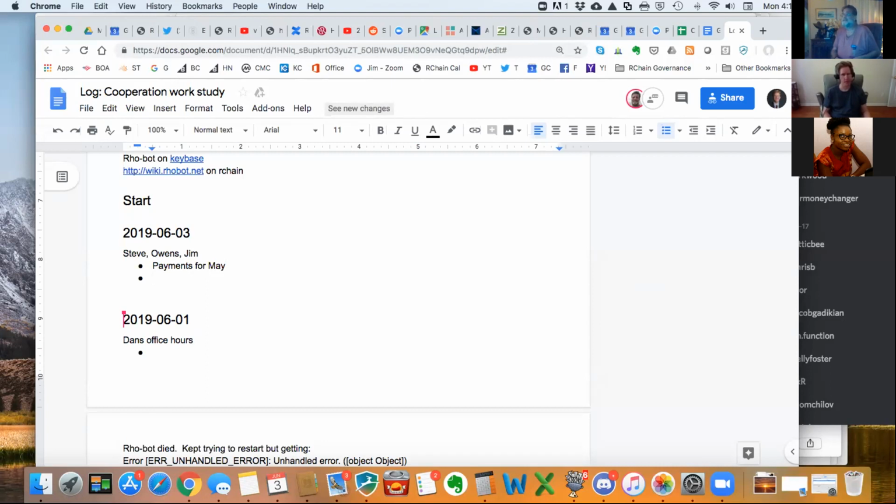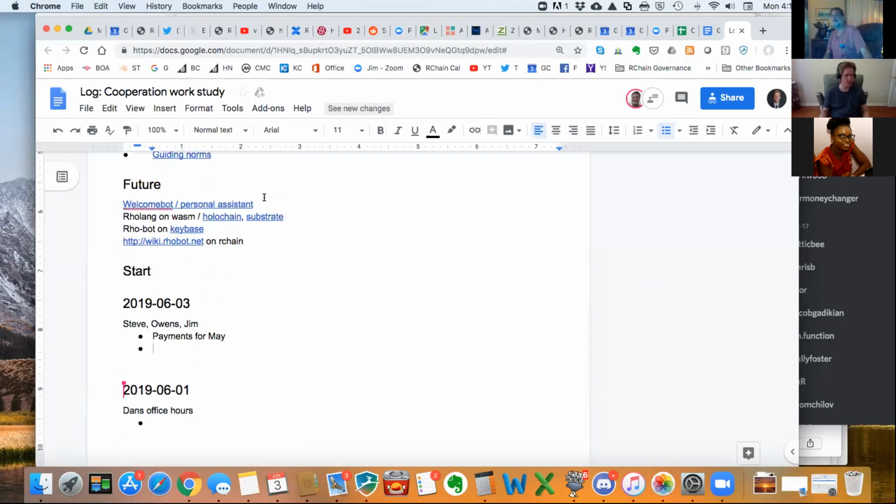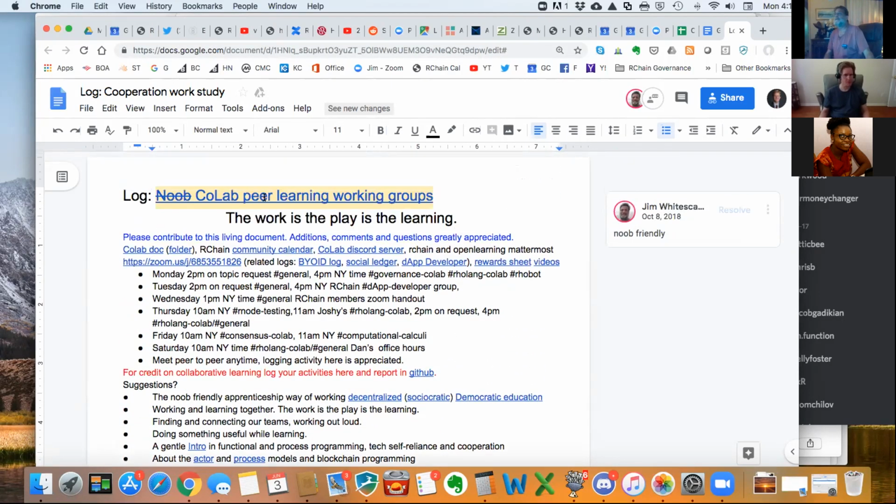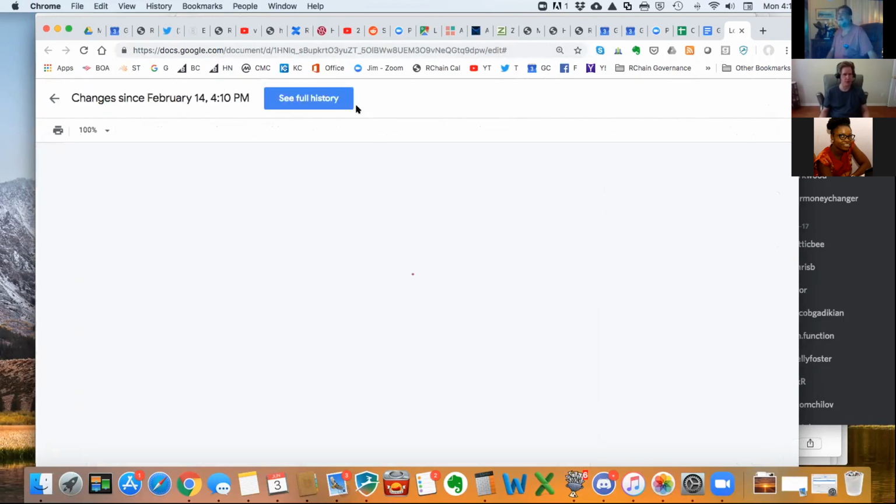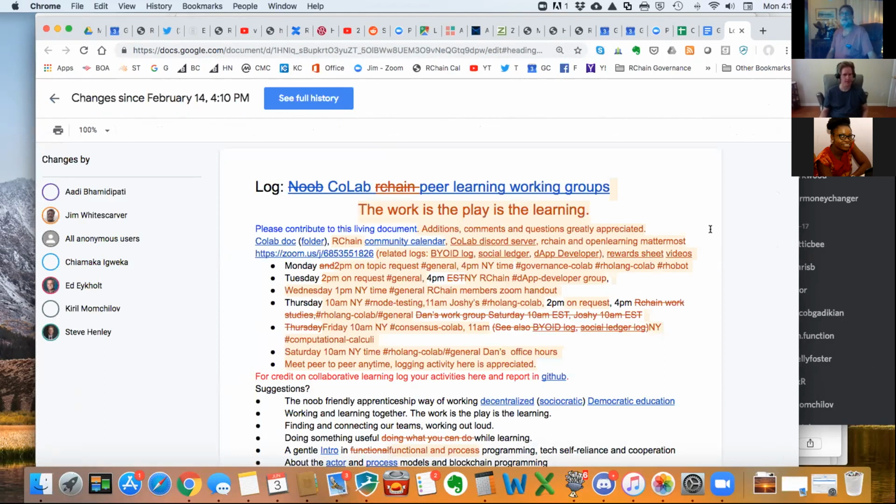the see new changes. At the top in the middle, it says see new changes. Above the document, above your toolbar. Oh, see new changes. Okay, so we click there. And then we hit see full history.